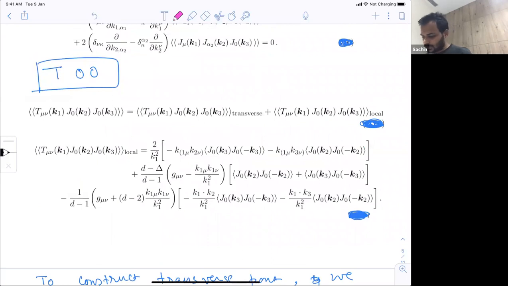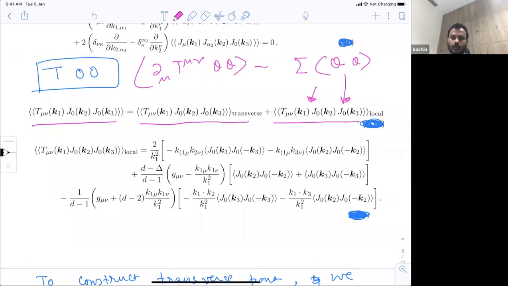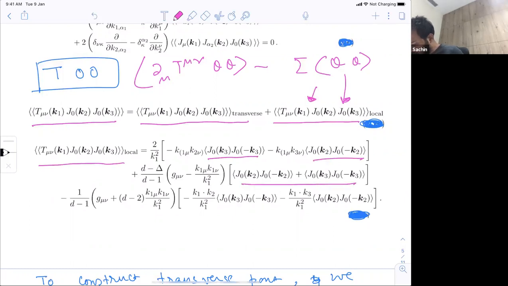So in momentum space, a T J0 J0 correlator is this. And this will have a transverse and a local piece. This local piece is what I was talking about, the pieces where the conservation, del mu T mu nu acting on J0 J0, takes care of those pieces. In position space, if I have del mu T mu nu theta theta, these terms are some summation over theta theta. These are the terms which will take care of those kinds of contributions. Here I have written down this local piece, and as you can see, these are constructed out of these two-point functions.